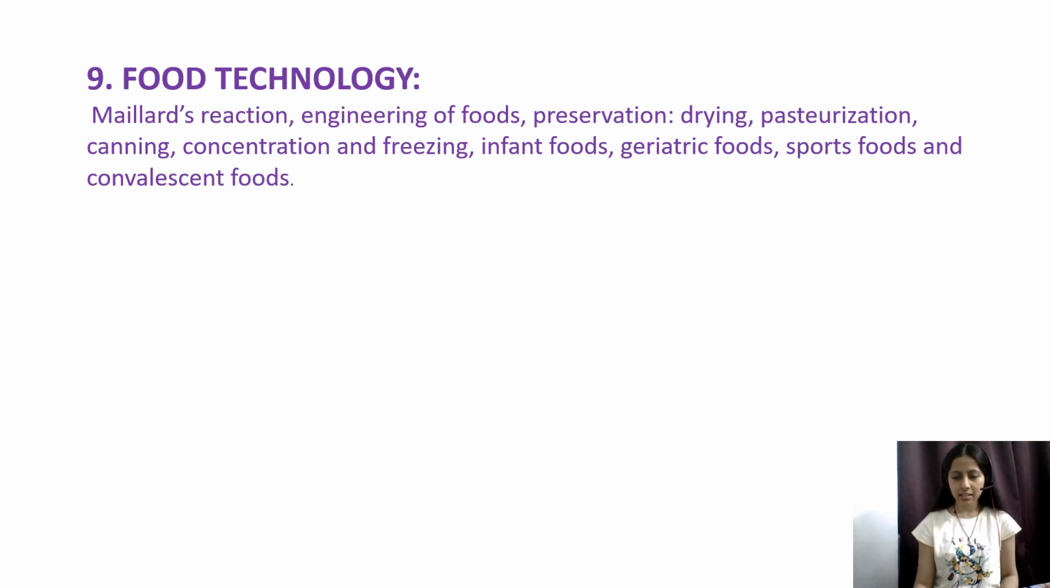What is geriatric nutrition? It is all about eating a healthy or balanced diet so that whatever nutrients your body needs, it can get from that diet. Next, sport foods, convalescent foods. What is convalescent food? It is all about food that assists the body in healing, primarily by providing nutrients that are essential for healing in their rapidly absorbable forms.